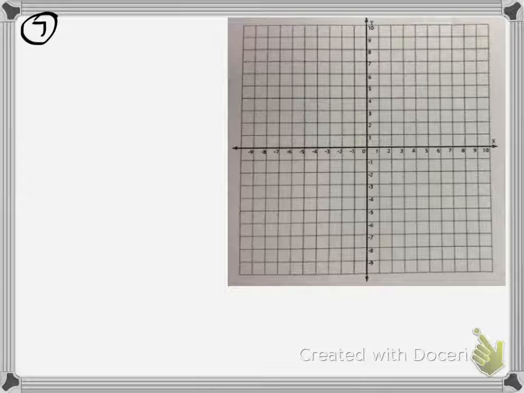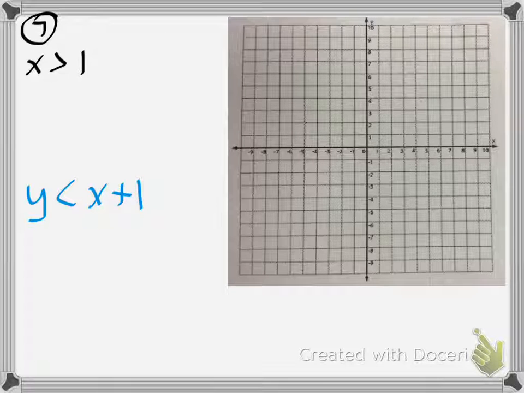And so 7 was x is greater than 1 is the first one. And the second one is y is less than x plus 1. And we're just going to graph our inequalities. They are going to be 2 separate lines, just like whenever y'all were graphing at the beginning of this unit, where y'all graph the 2 separate lines. Except this time, when we have inequalities, there's going to be a shaded region.